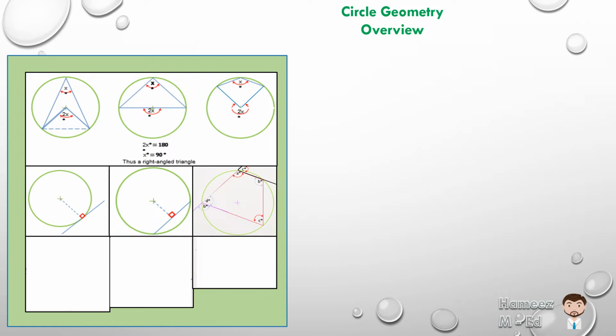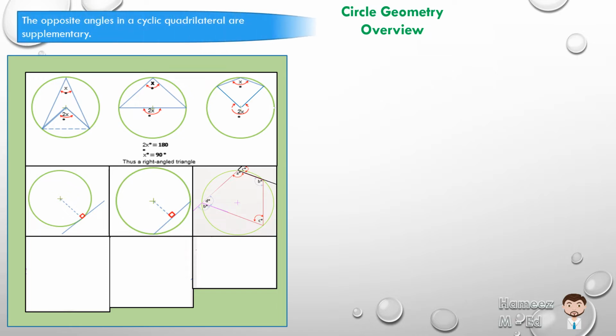And what relationship can we find within all cyclic quadrilaterals? The opposite angles in a cyclic quadrilateral are supplementary, which means that they will add up to 180 degrees. And if we have two pairs of opposite angles, then we will get 180 plus 180, which will give us 360 degrees, which follows the rule of a quadrilateral for the total of the interior angles.